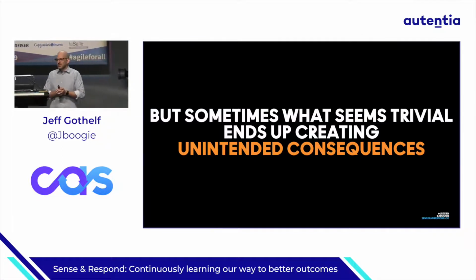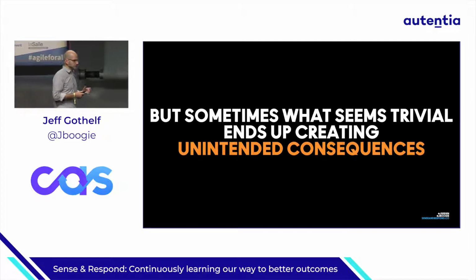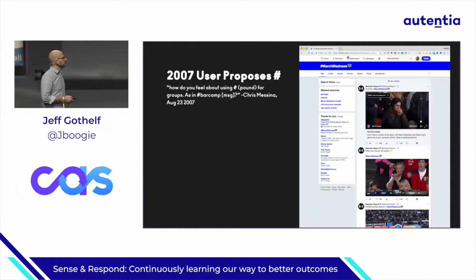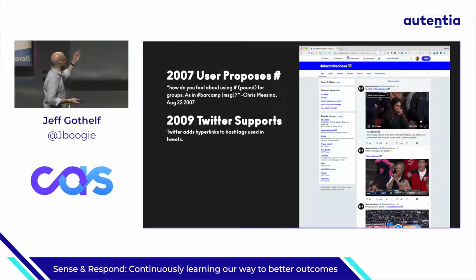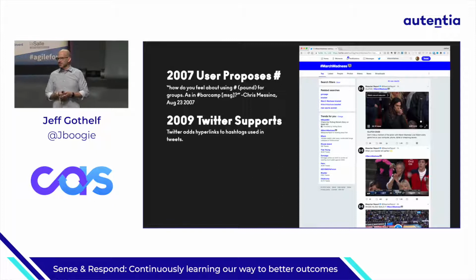But here's where this thing goes a little sideways. Sometimes, as we optimize for these changes in behavior, the things that seem trivial to us end up creating unintended consequences, right? Things that may seem trivial at first. Let's take Twitter for a second, right? All the things that we use today on Twitter, other than the basic tweeting functions, emerged from the use of the system, right? Hashtags were invented by Chris Messina, hyperlinks to hashtags, right? Twitter didn't come up with hashtags. They emerged through the use of the system. And they began to support it, and then monetize it, and you can advertise against it.